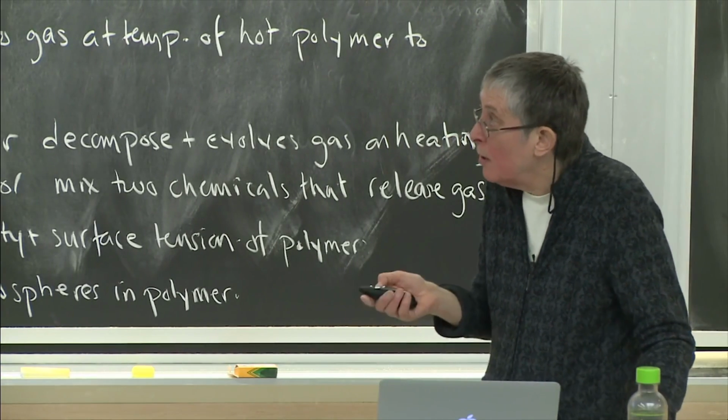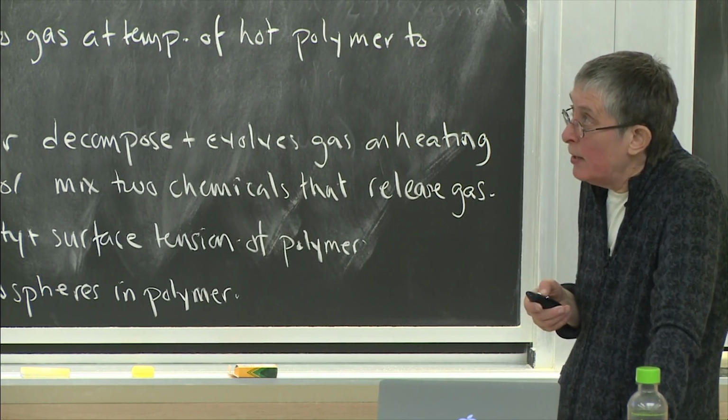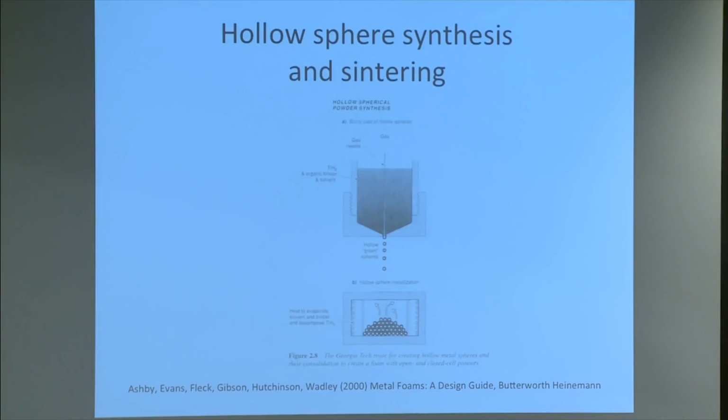So that's another method. Another method is by making hollow spheres and then bonding the spheres together. And in this process, this was developed at Georgia Tech, they used the titanium hydride again. They made a slurry of the titanium hydride in an organic binder and a solvent. And then they had a little kind of needle that they injected gas.